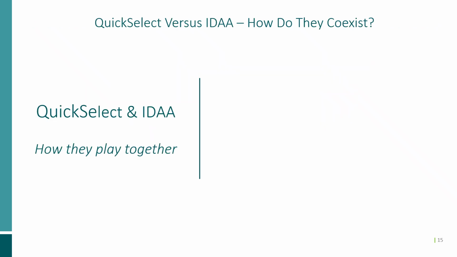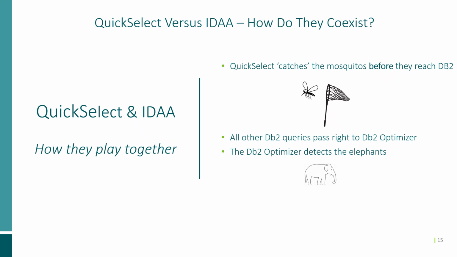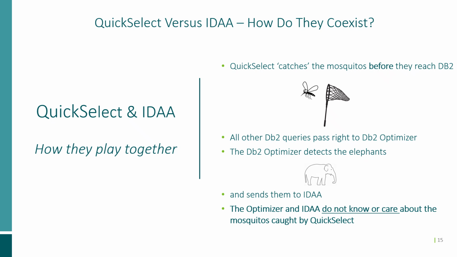Let's discuss how QuickSelect and IDAA play together. QuickSelect catches the mosquitoes before they reach Db2. All other Db2 queries pass right through to the Db2 optimizer. The optimizer detects the elephants, those queries suitable for processing by IDAA. It passes them along to IDAA. The optimizer in IDAA does not know or care about the mosquitoes caught by QuickSelect.